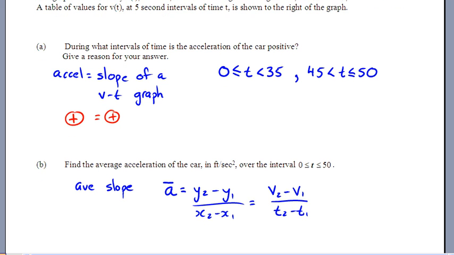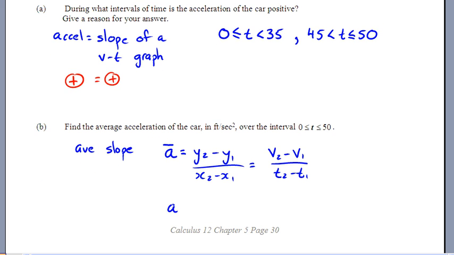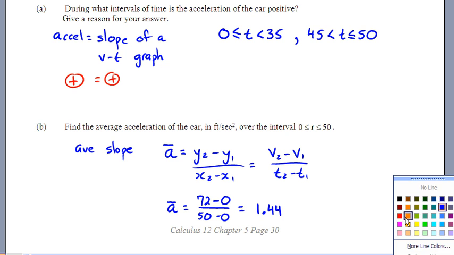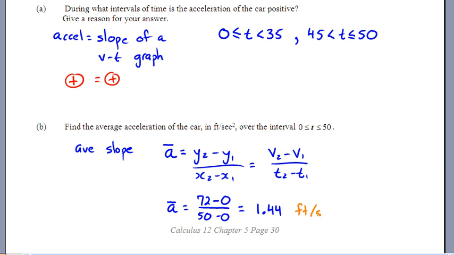And so I do nothing more than go up to that table and start just peeling values right off the table. And in this case, it looks like my second velocity at time 50 is actually going to be 72, and my first velocity was 0, and then I'm going to divide that by a second time of 50 minus a first time of 0. And when I tried that out, I ended up with 1.44. The units for that would be feet per second squared. Right? Feet per second would be a velocity, and then feet per second squared would be the acceleration.